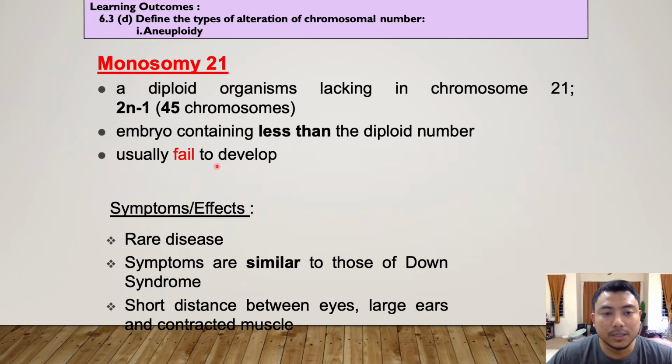However, if the person develops and survives, the symptoms are, this is a very rare disease because usually they don't even survive. So symptoms are similar to those of Down syndrome: short distance between eyes, jarak mata tu dekat, large ears and contracted muscles.